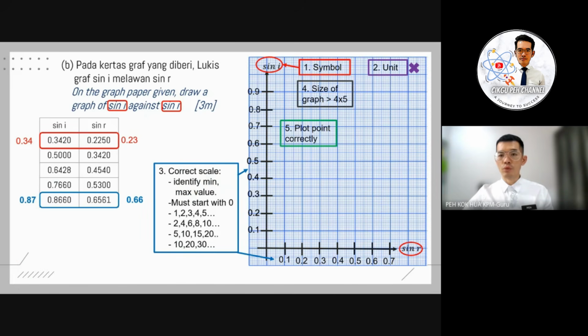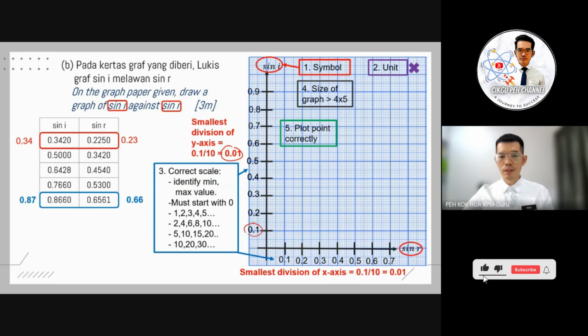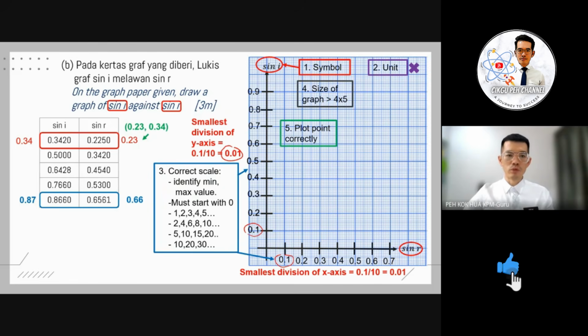So the next tip is that you need to plot all the points correctly. So here, as I mentioned, we need to know the smallest division for each axis. For y it will be 0.1 divided by 10, so the smallest one will be 0.01. And for the x-axis it is also the same, 0.1 divided by 10. So that means one small box here will represent 0.01. So the first reading here is 0.23 and 0.34. So 0.23 will be here, and 0.34 will be here. So it will be here.